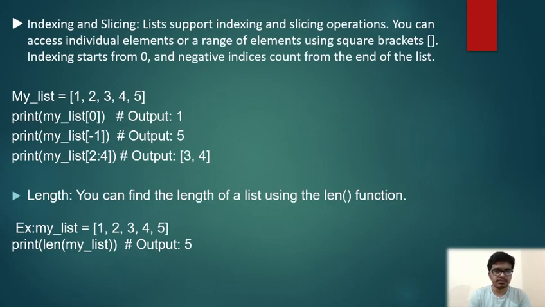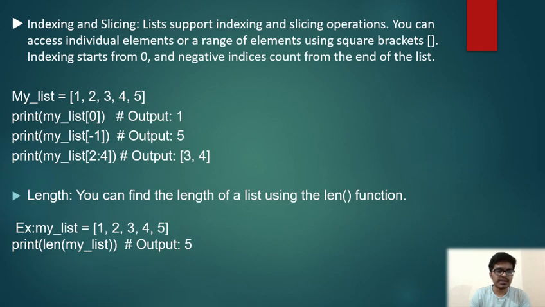Indexing and slicing. Lists support indexing and slicing operations. You can access individual elements or a range of elements using square brackets. Indexing starts from 0 and negative indices count from the end of the list. my_list equals 1, 2, 3, 4, 5. Print my_list[0]. Output is 1.